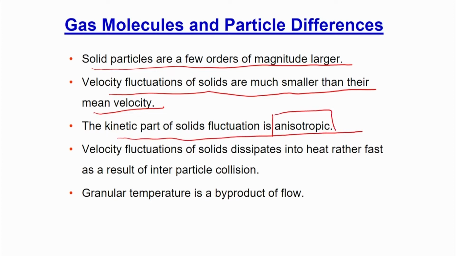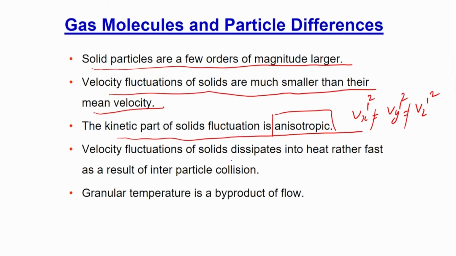Again, this is very critical. In the kinetic theory of gases, we always assume that the fluctuations are isotropic in nature. It means what? Vx prime is equal to Vy prime is equal to Vz prime, or you can say Vx prime squared, Vy prime squared, Vz prime squared are the same. Any way you can define it. This is the isotropic fluctuation, but in the kinetic theory of solids, the fluctuations are mostly anisotropic in nature. So, if they are anisotropic, it means they are not equal.